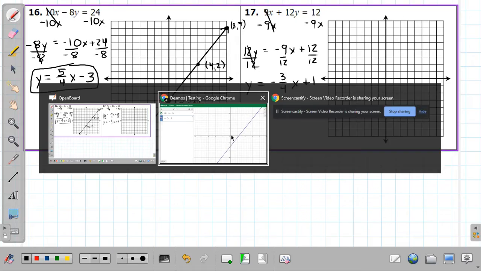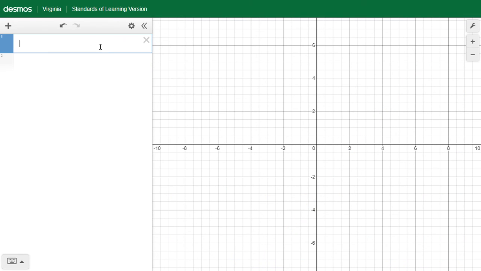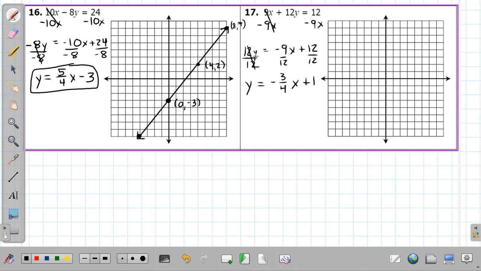And just to show you, you can do that really easily here with Desmos as well. Negative 9 over 12, well, that reduces down. The simplest version of that is negative 3/4. And that's what we need when we do slope-intercept form, we need the simplest version. So that means our graph should look like this.